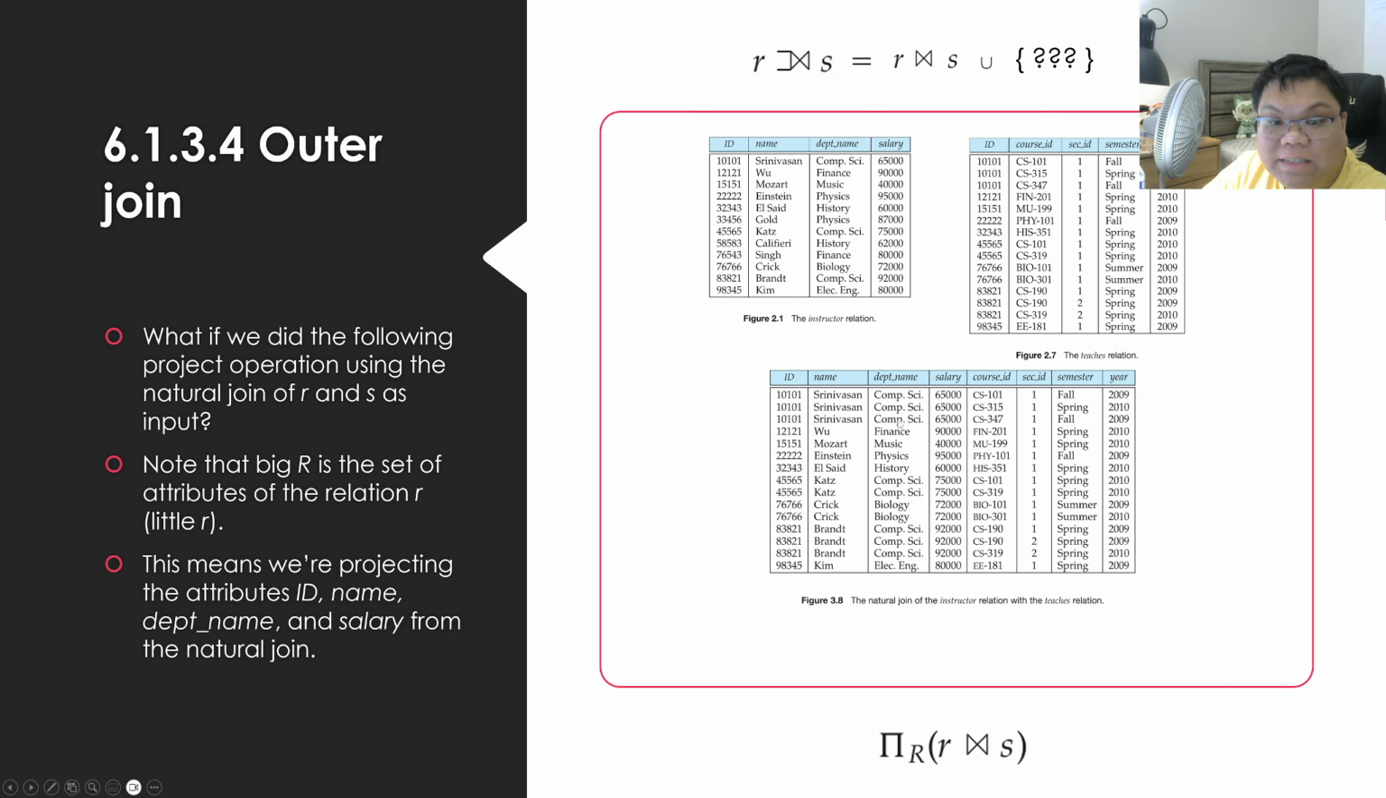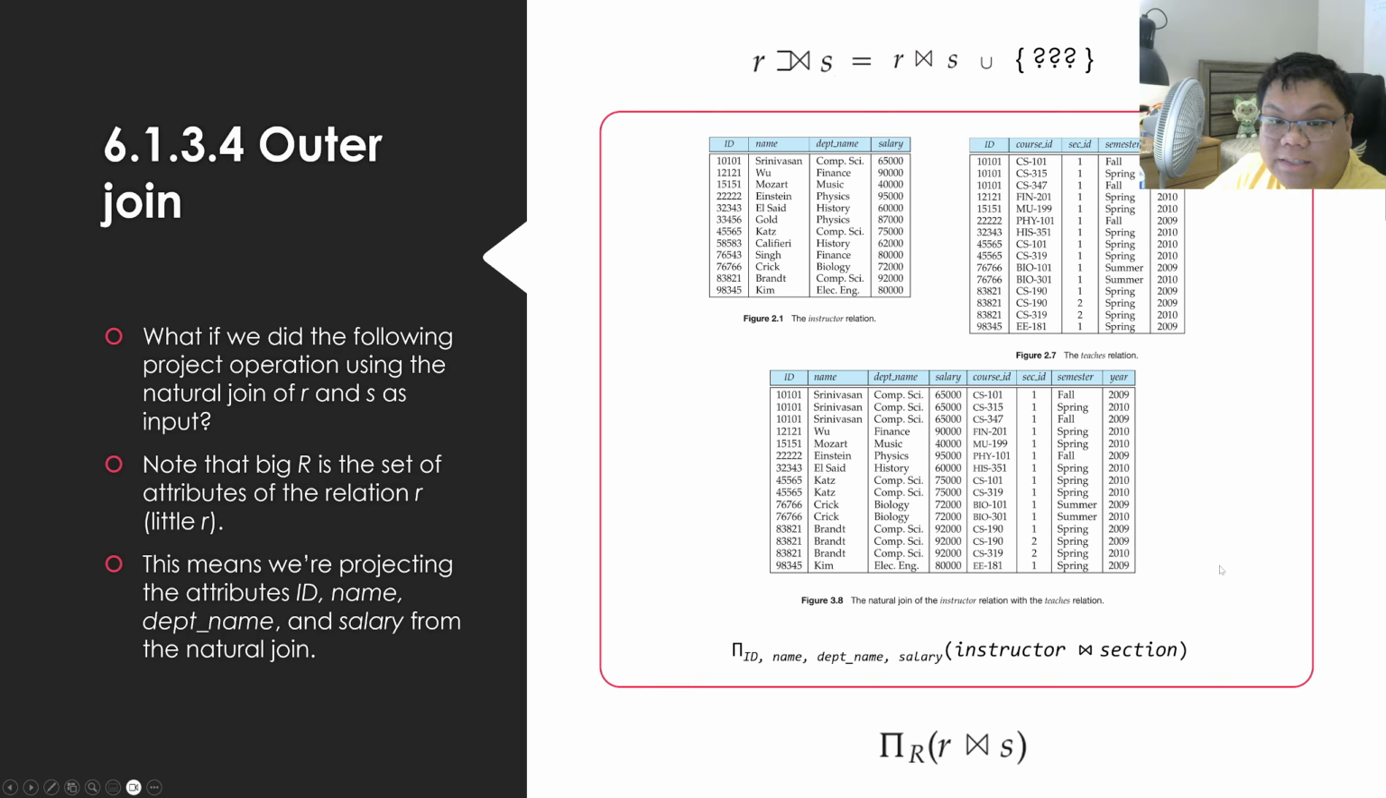R natural join S, it's this table down here. But big R, that is the set of all attributes in relation R. So little r in this case represents the instructor relation, so big R represents the attributes ID, name, department name, and salary. If we're gonna project just those four attributes from the natural join of R and S, we're basically doing this. So pi sub ID, name, department name, and salary, we pass in the natural join of instructor and section.